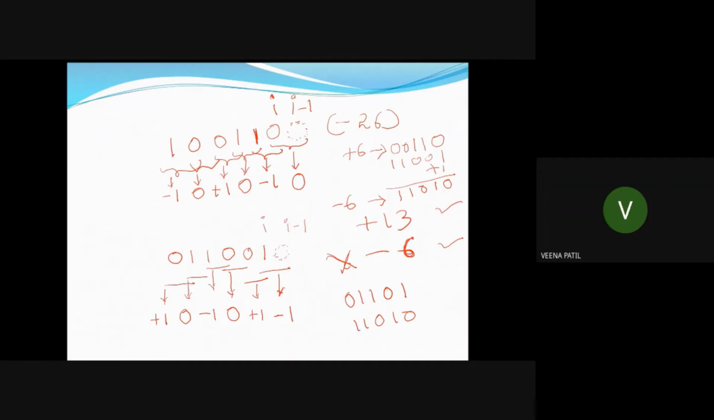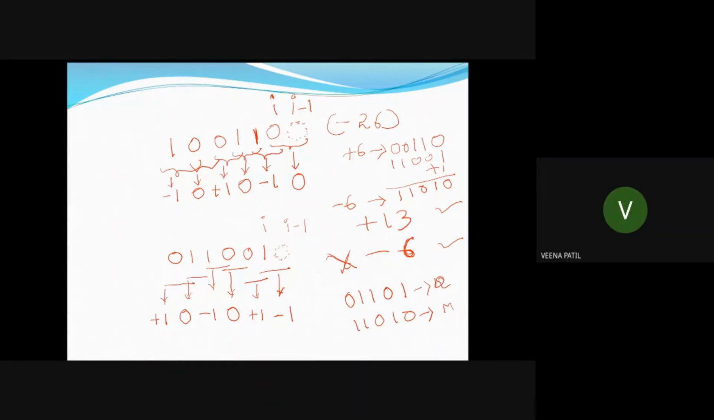Now, which is the multiplier and which is the multiplicand? -6 is the multiplier, and 13 is the multiplicand. This is the multiplier. This is the multiplicand.